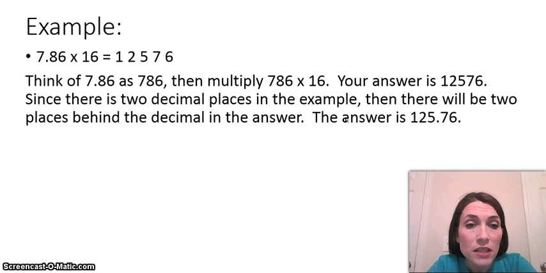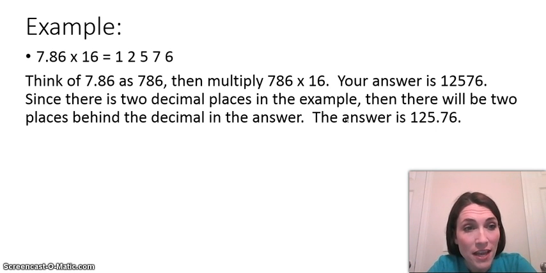12,576. But since there are two decimal places in the example, you'll see we have a decimal point that's between the 7 and the 8. So those two decimal places are where the 8 and the 6 are. Then there will be two places behind the decimal in the answer. So that means our decimal in our answer would go between the 5 and the 7, and our answer would be 125 and 76 hundredths.